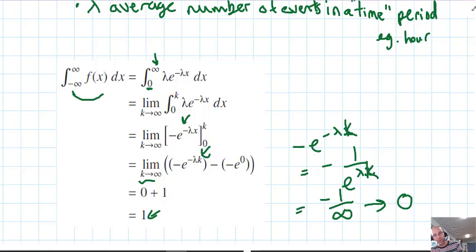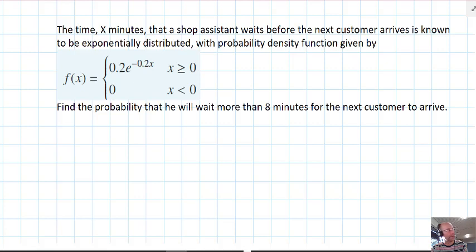So that links to some earlier work you would have done on limits. Okay, so hopefully this example illustrates what we're talking about. The time x minutes, again you could use t, that a shop assistant waits before the next customer arrives is known to be exponentially distributed with probability density function given by the expression there. So find the probability that he'll have to wait for more than 8 minutes for the next customer to arrive.